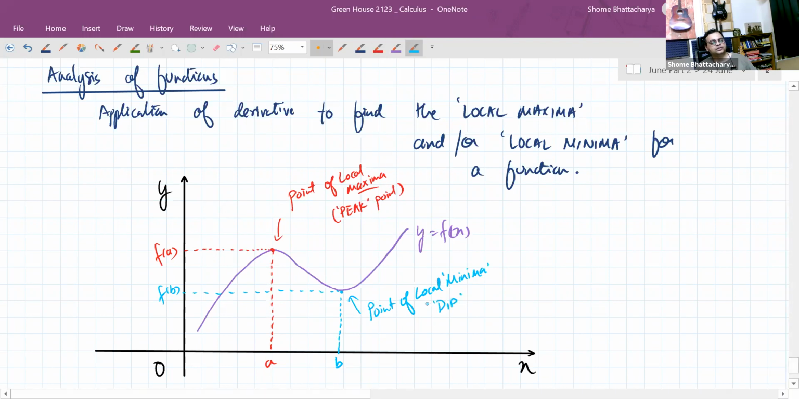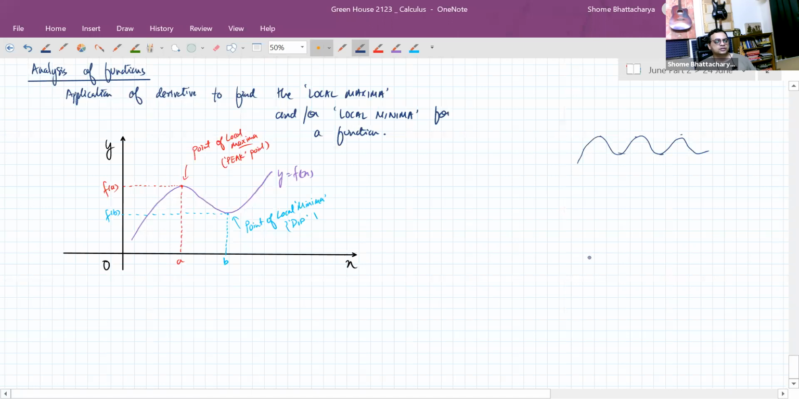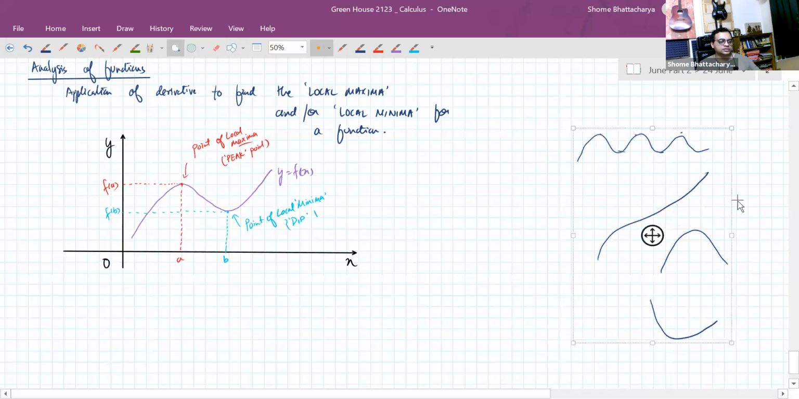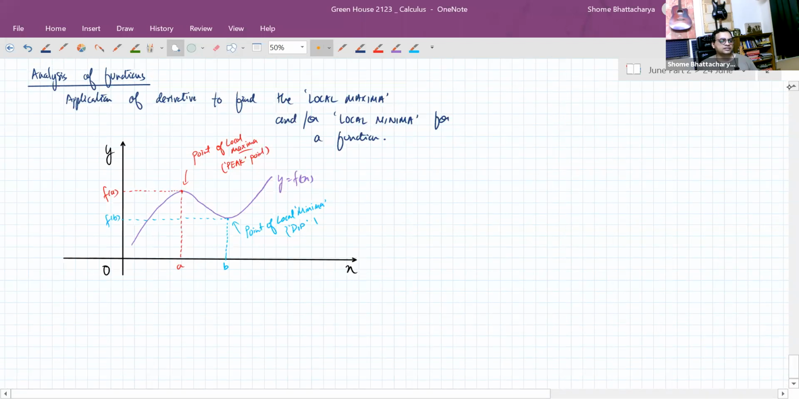Now, depending on the nature of the function, a function can have any number of maximas and any number of minimas. Okay. So for example, if you have a function whose graph looks like a wave, it can have any number of peak points, any number of dip points. You can even have a function like this, which has neither any peak nor any dip. You can have a function like this, which has only a peak and no dip. You can have a function like this, which has only a dip and no peak. So any combination of local maxima and minima is possible, including zero. A linear function is an example. A straight line function is one which has no local maxima and no local minima.